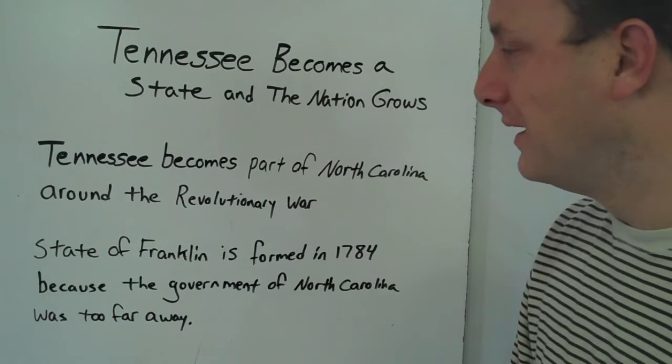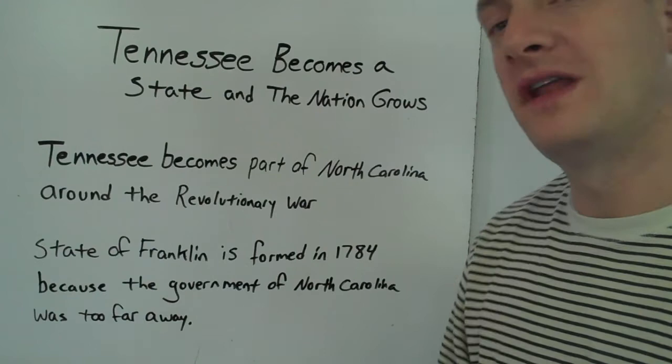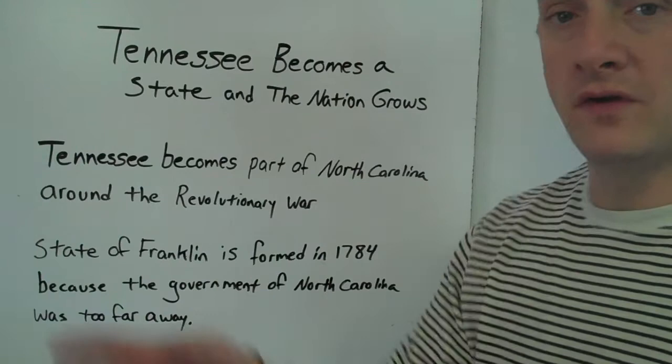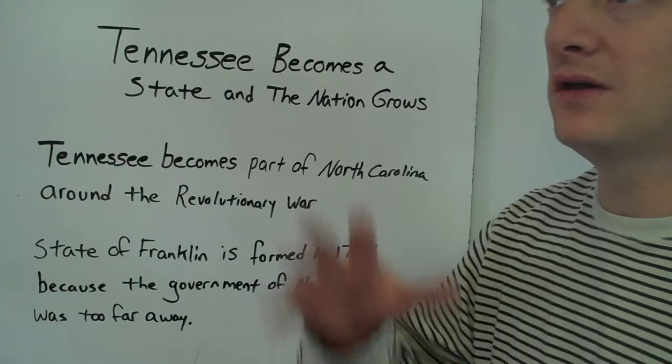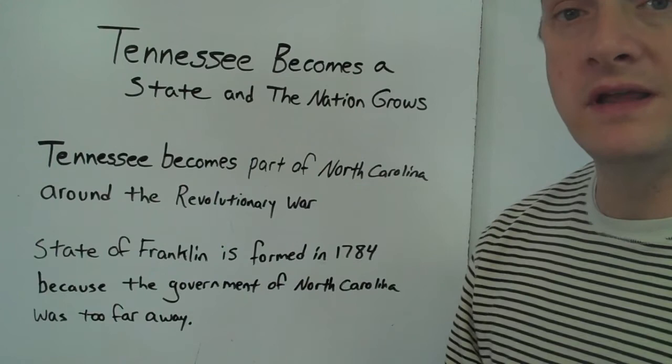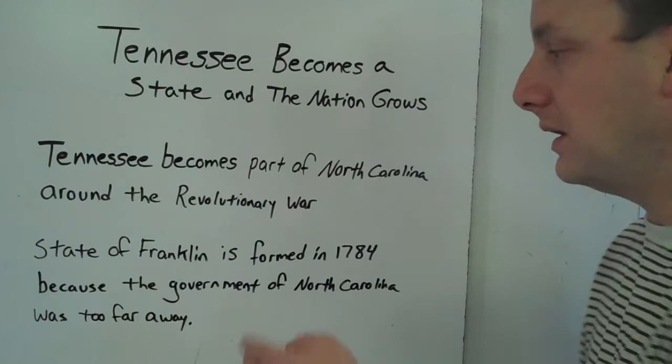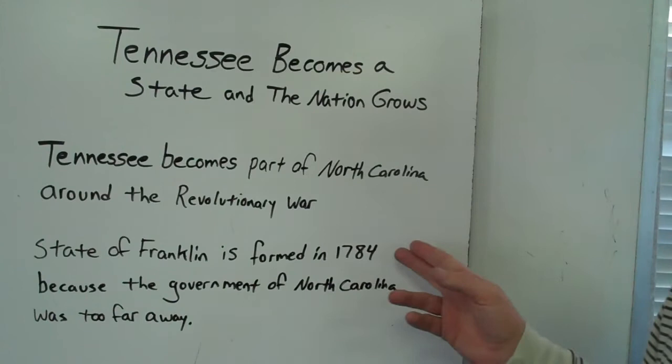This is all great, but the problem is for those citizens that are living here in what will later be known as East Tennessee, their government is too far away in North Carolina. So if there's a problem, they can't get to the government of North Carolina. So North Carolina agrees that what we'll do is we'll let go of that land west of the Appalachian Mountains. And so the people living in this area that we call East Tennessee applied with Congress to become the state of Franklin. All right, so the state of Franklin is formed in 1784 because the government of North Carolina was too far away.